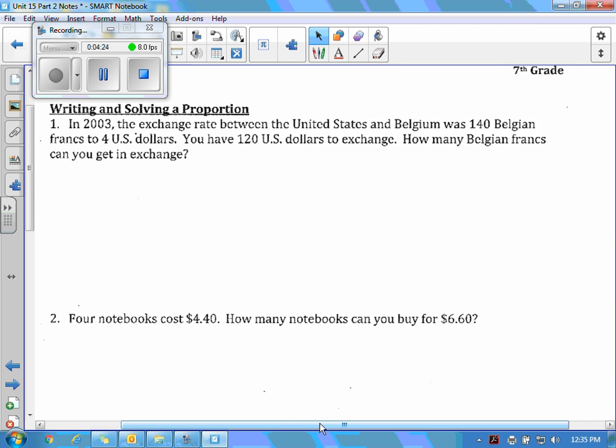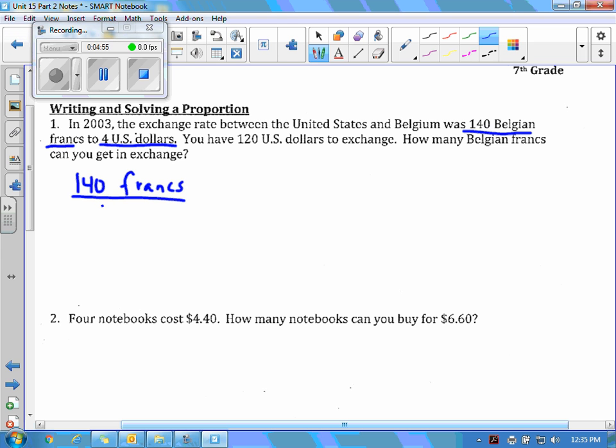It says, in 2003, the exchange rate between the United States and Belgium was 140 Belgian francs to 4 US dollars. I'm going to go ahead and underline those important numbers and words. You have 120 US dollars to exchange. How many Belgian francs can you get in exchange? So I need to set up a proportion to solve this. I'm going to start with my first rate, which is 140 Belgian francs to 4 US dollars. Notice I said rate because they're two different units. Now that's going to be equal to something over 120 US dollars. We're trying to figure out how many francs that's going to be equal to.